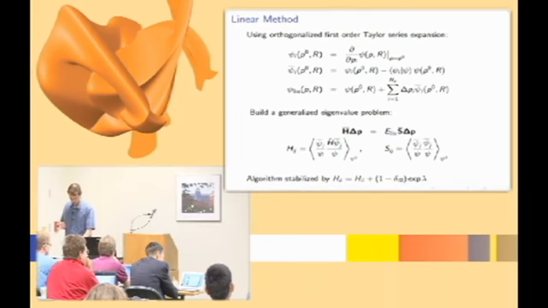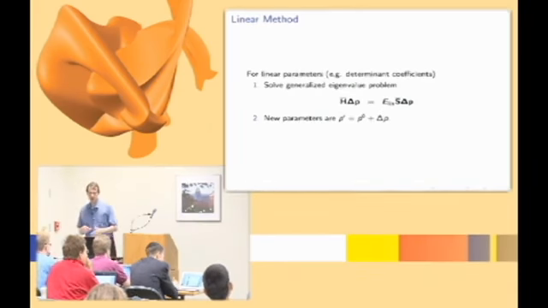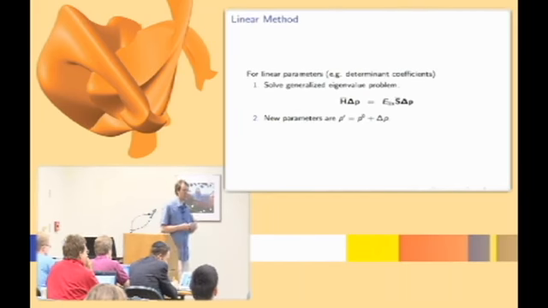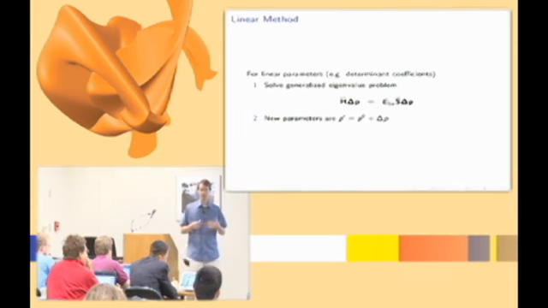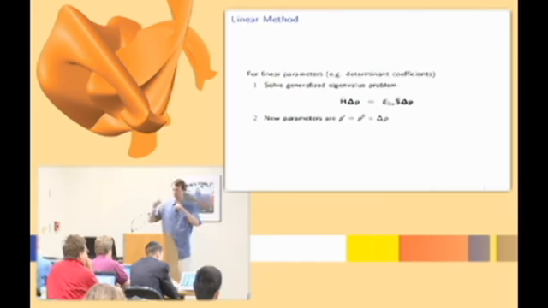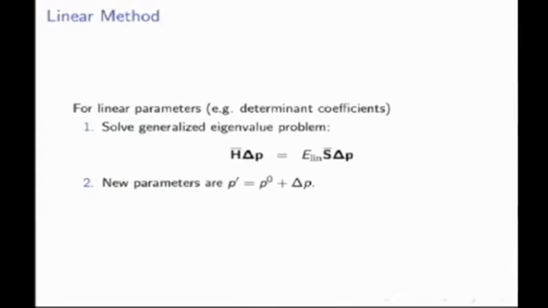But this is a detail. So if you have a linear method, if you have linear parameters, so for instance, you want to optimize a multi-determinant expansion, and the only thing that you have in your wave function is just a set of linear parameters times determinants, then you solve your generalized eigenvalue problem, you find these delta p's, you apply them to get a new set of parameters, and you're done. It's exact in this basis.